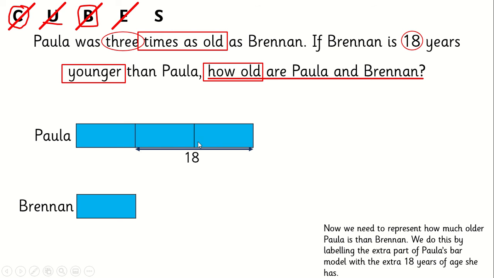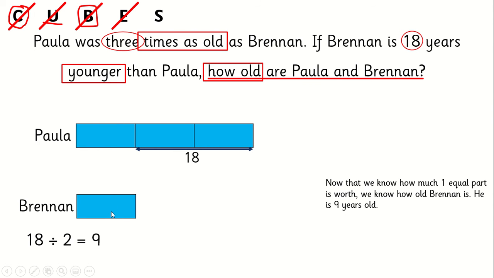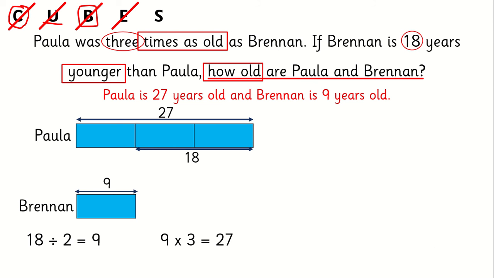So we need to divide that up equally, and in this case we divide it by 2 because there are 2 equal parts. 18 divided by 2 is 9. Each of these rectangles represents 9 years of age, which means Brennan has to be 9 years old. And if Brennan's 9 years old and Paula is 3 times older, Paula needs to be 3 times 9, which is 27. And we can double check that because 27 take away 9 does equal 18, so we know that that's correct. So Paula is 27 years old and Brennan is 9 years old.